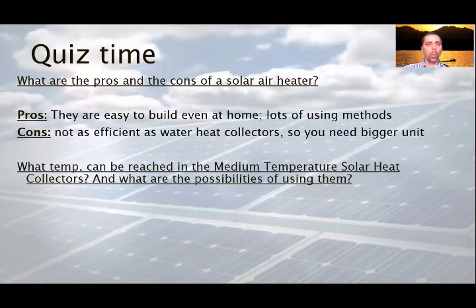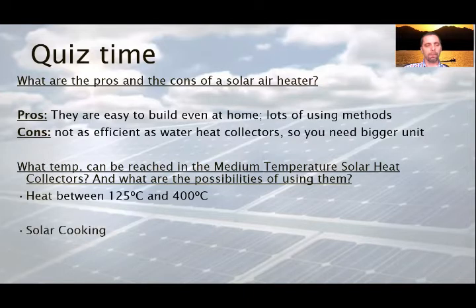The next question: what temperature can be reached in medium temperature solar heat collectors, and what are the possibilities of using them? Heat between 125 Celsius and 400 Celsius. And you can use them for solar cooking, distilling water, and wood drying.